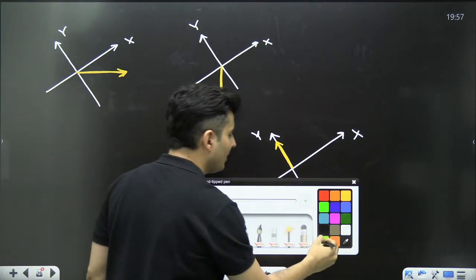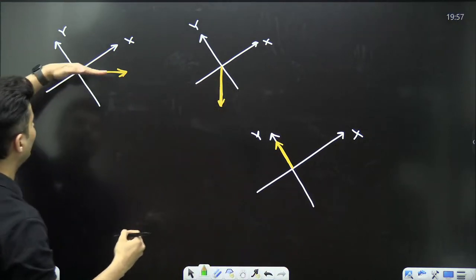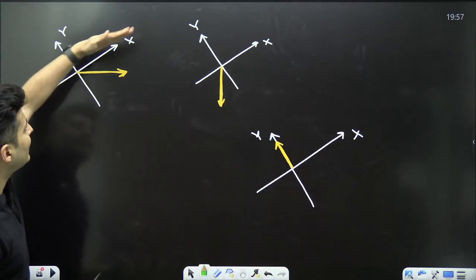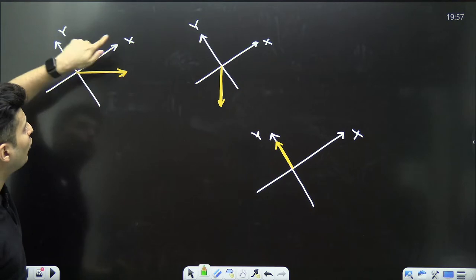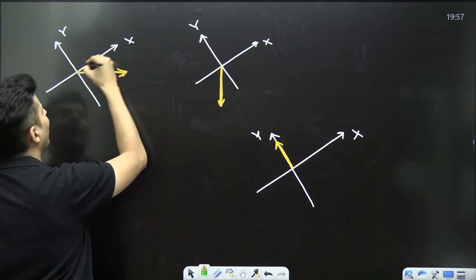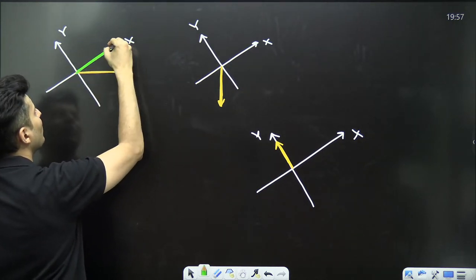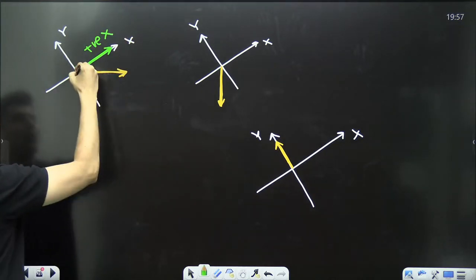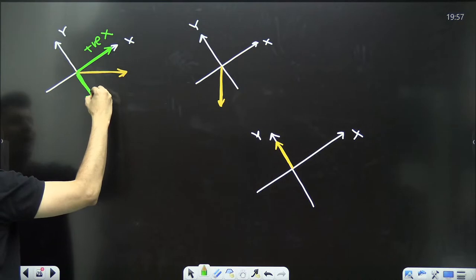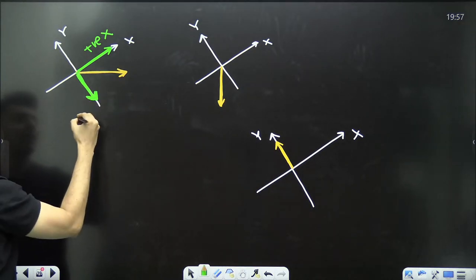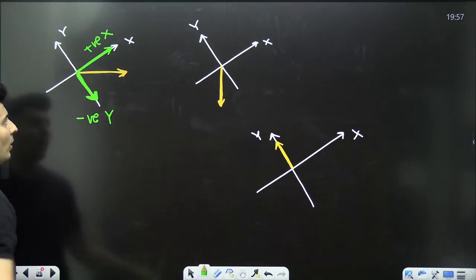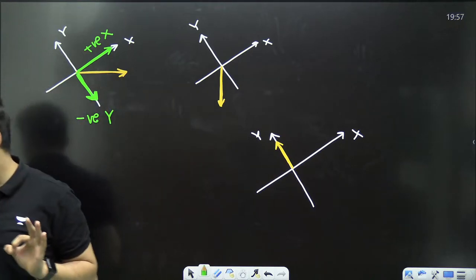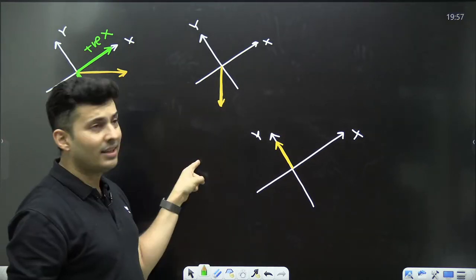Observe carefully. First situation, it's this side and this side. It's in this fourth quadrant. So obviously one component will be the positive x component, and this component, it's opposite to the y-axis. So what will it be, guys? It will be the negative y component. Agree or disagree? Understood or clear? Very good.